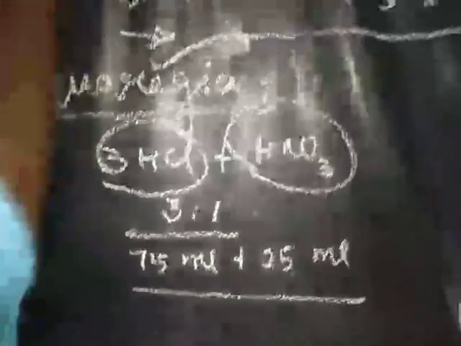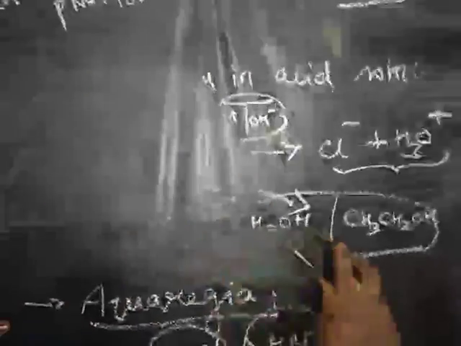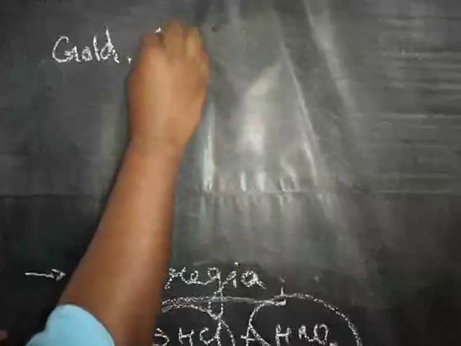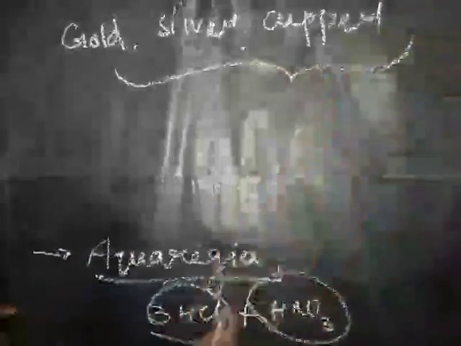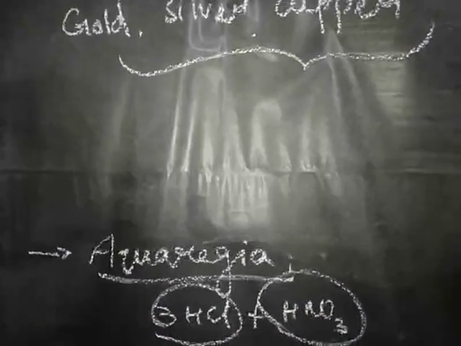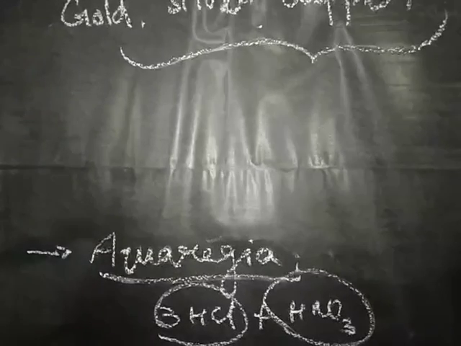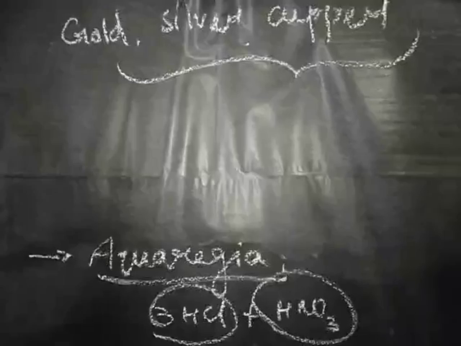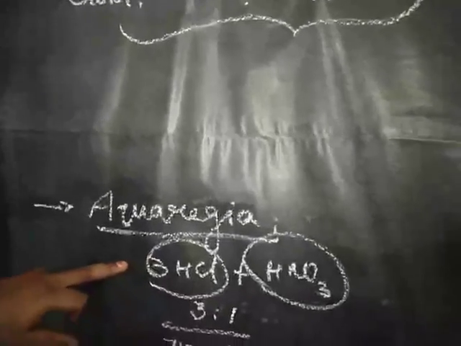Some metals do not dissolve in acids, for example gold, silver, copper, platinum, palladium. These metals do not dissolve in acids. So how to dissolve them? Mixing of these two acids, that is called aqua regia.